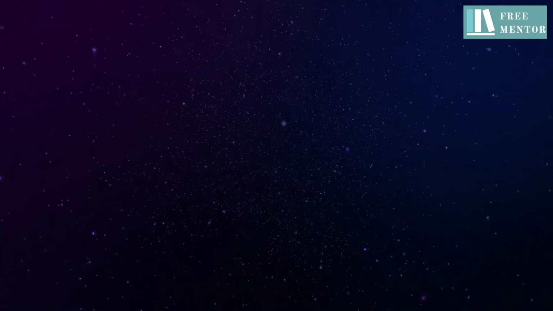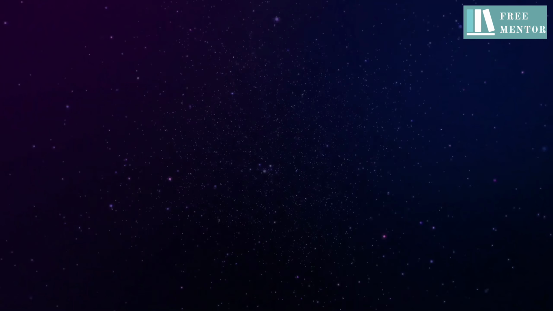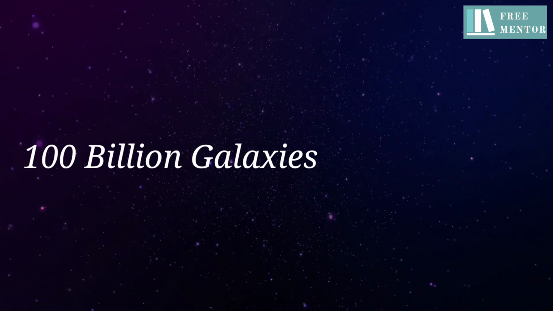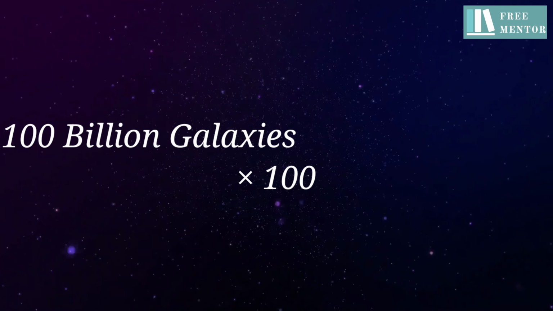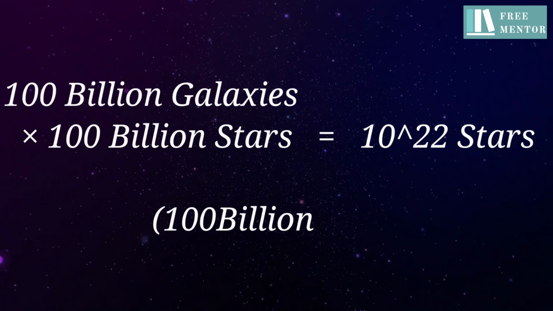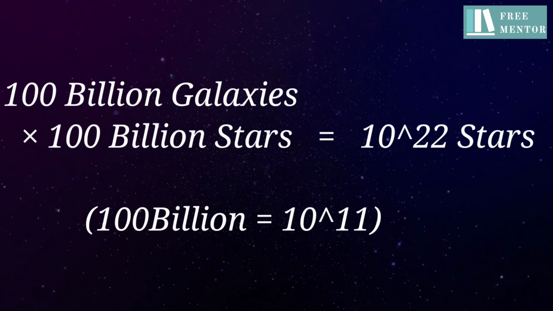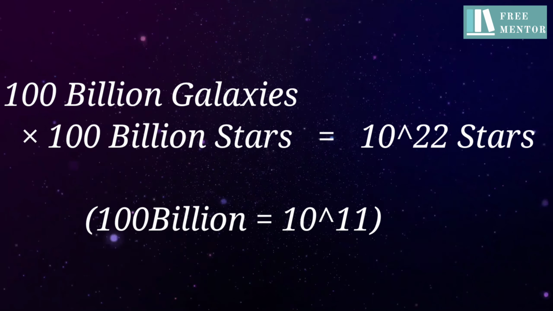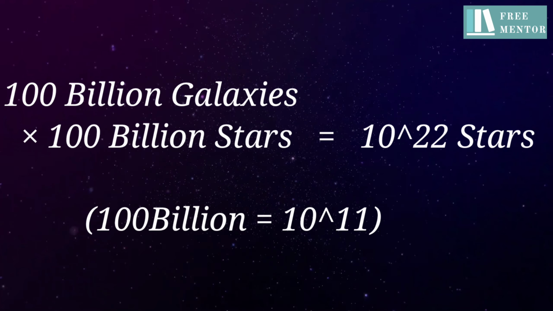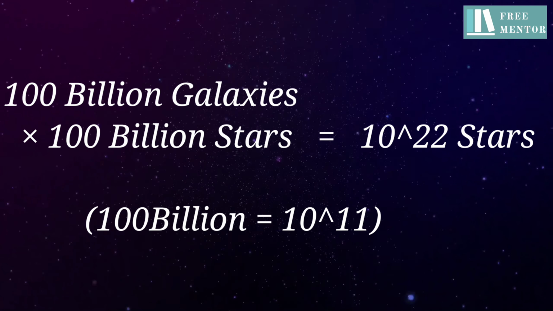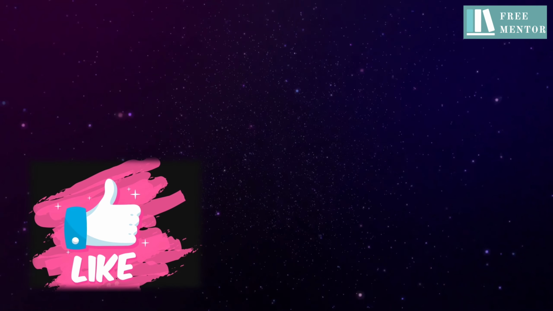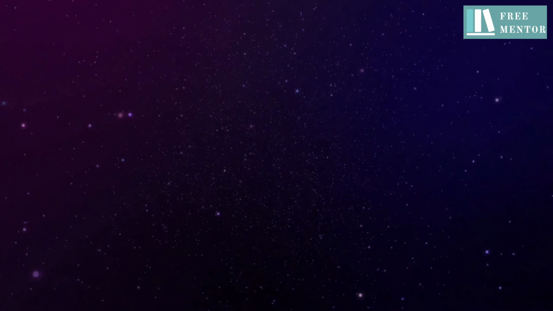If we look at the facts, there are about 100 billion galaxies in the universe, and each of these galaxies has, on an average, 100 billion stars. So, if you calculate by multiplying them, the total number of stars in the universe is 100 billion multiplied by 100 billion, which is around 10 to the power 22 stars. This is so surprising, no? This many stars.